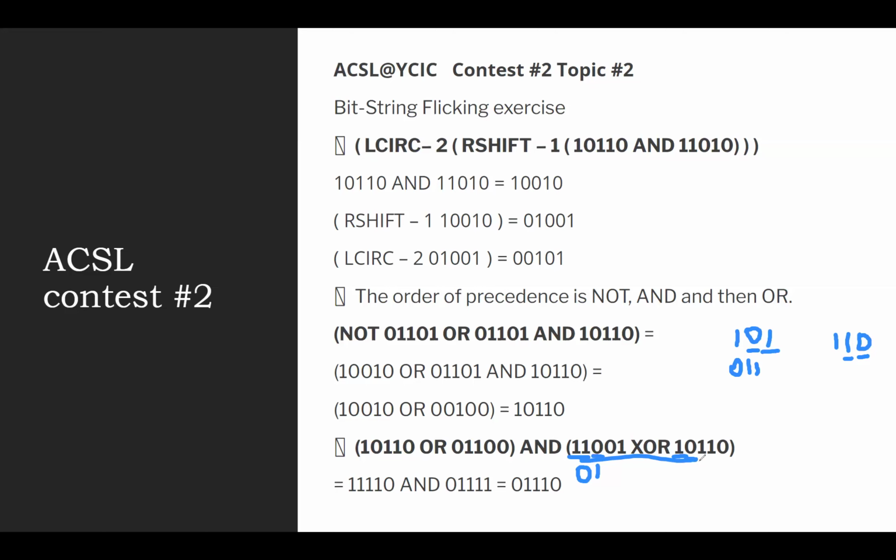Now we have 0 and 1. So they're different digits, so the output would be 1. We have 0 and another 1. So 0 and 1 are different digits, so the output would be 1. And we have 1 and 0. So the output would be 1 again because they're different digits. Okay, so now we can do this one here.